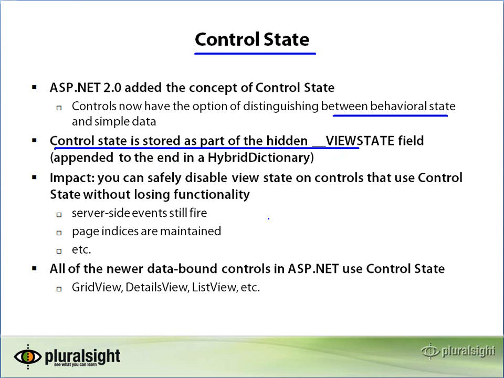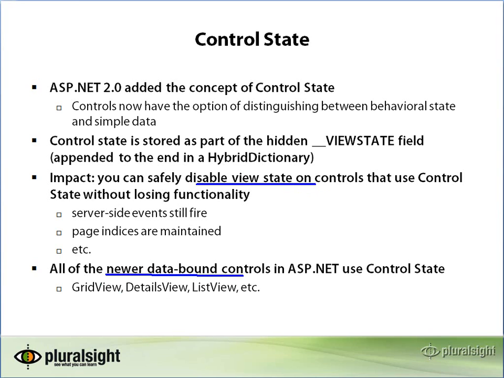So the end result is you can safely disable view state on controls that use control state. And what are those controls? Well, all of the newer data-bound controls, which are the ones that tend to contribute the most to view state anyway, properly utilize control state for the behavior. So you don't have to worry about turning view state on or off with those controls. Everything will still work fine.